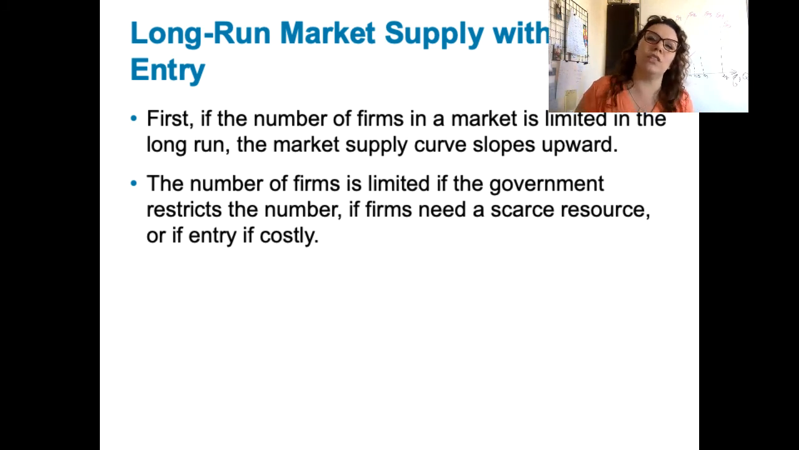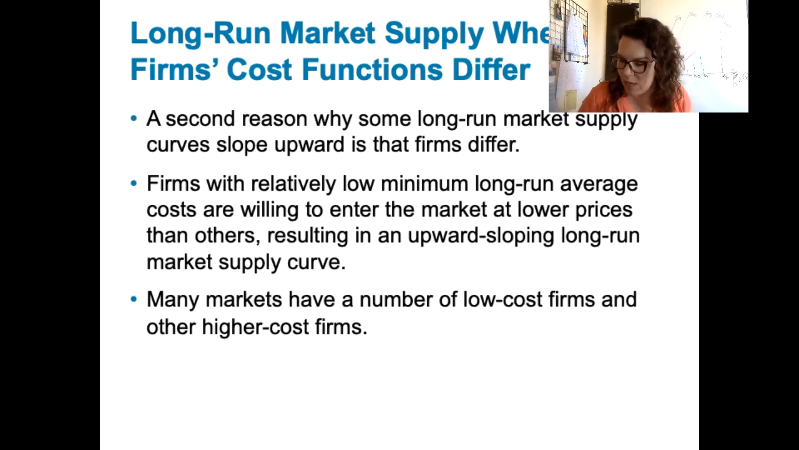We can also see long-run market supply not be flat if firms have different cost functions. The example in the book is different countries producing cotton. They're going to have different costs associated with the productivity of the land, labor costs, that kind of thing. So that's going to keep it from being perfectly flat. It'll be flat for every country, but it'll still have an upward tilt. The example in the book is a stair-step example.